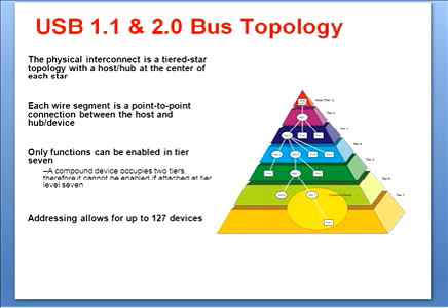The tiered star topology allows for up to 7 different layers, with the first layer being the host, and the last layer being a function. This allows for up to 127 unique devices to be present on any given USB bus at any time.